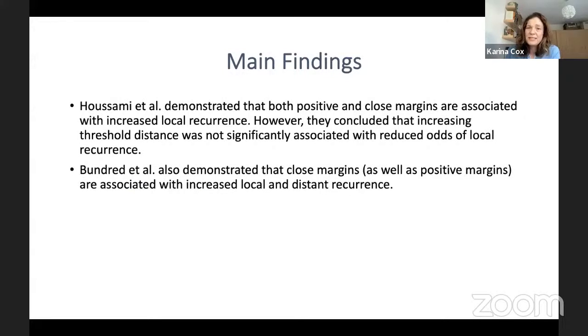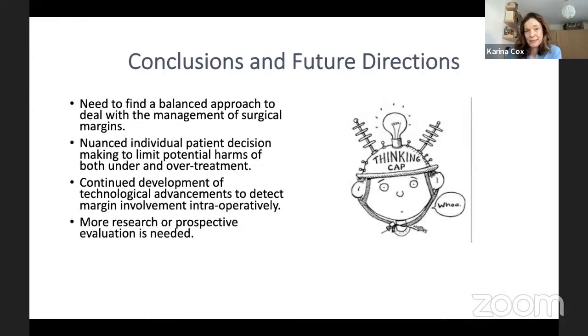So, main findings. Husseini et al. demonstrated that both positive and close margins are linked with increased local recurrence, but they concluded that increasing the threshold distance was not significantly associated with reduced odds of recurrence. Bundred et al. also demonstrated that close margins as well as positive margins are associated with increased local and distant recurrence. So we thought we were going to get an answer really quickly, but this is just going to go round and round and round again.